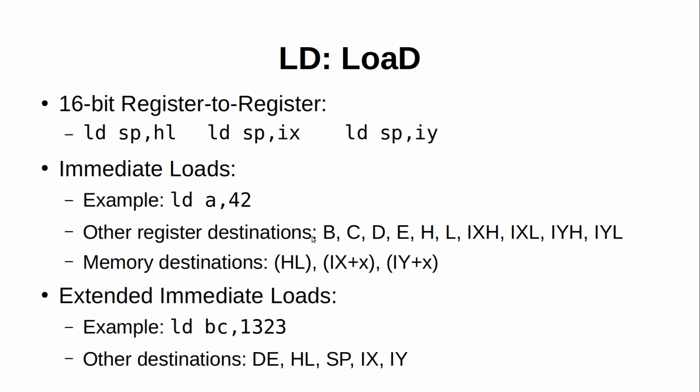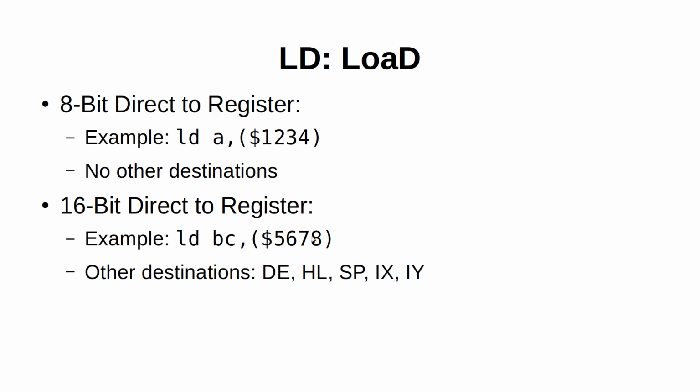Extended immediate loads are supported to get 16-bit values into all of the 16-bit registers, except for the program counter. Of course, you load a value into the program counter by doing a jump, so it doesn't need to be done with a separate load instruction as well. 8-bit values from memory can only be directly loaded to A, but you can load 2 bytes from memory into any 16-bit register, except, again, for the program counter. In that case, you'd have to do an indirect jump with HL or an index register, and we'll see how that works in another lesson.